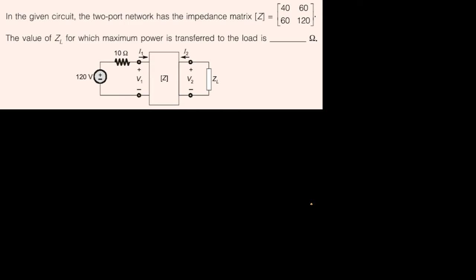So here is the question. In the given circuit, the two-port network has the impedance matrix Z equal to 40, 60, 60, 120. The value of ZL for which maximum power is transferred to the load is blank ohm. So here one circuit is given, we have to calculate ZL for which maximum power is transferred.